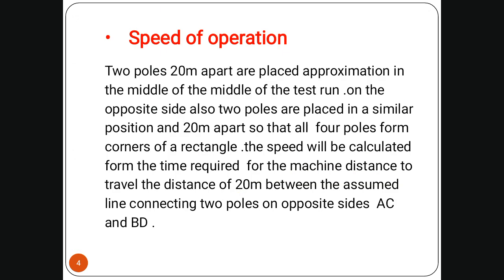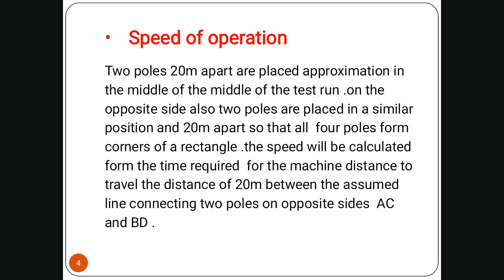Now the speed of operation. Two poles 20 meters apart are placed approximately in the middle of the test run. On the opposite side, two poles are also placed in a similar position and 20 meters apart, so that all four poles form the corners of the rectangle. The speed will be calculated from the time required.